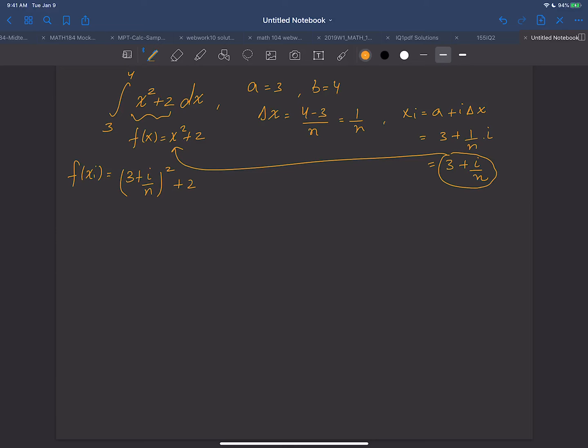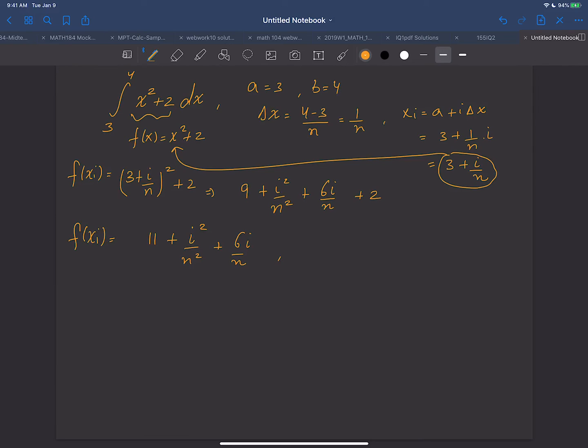We got this. Just to make it easier, we're going to expand it to make it look nicer. So I'm going to expand it. You expand the square, it's going to be 3 squared, so 9, plus i squared over n squared, plus we have the last one, that's 2 times 3 times i over n, so that's 6i over n. And you have a plus 2 hanging outside. That adds up with 9 to give you the final f of xi to be 11 plus i squared over n squared plus 6i over n.